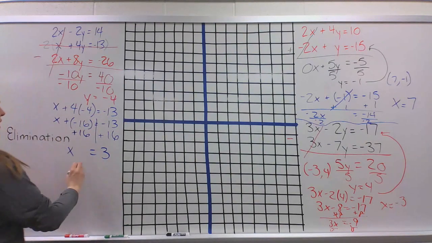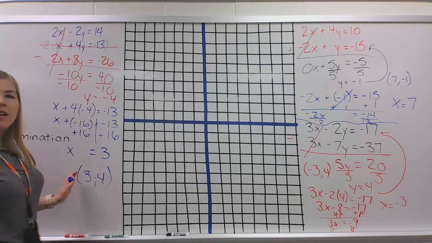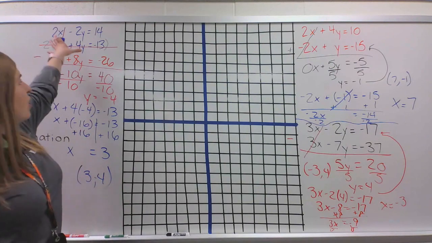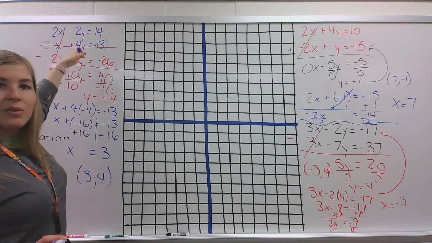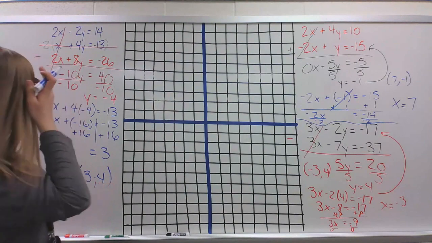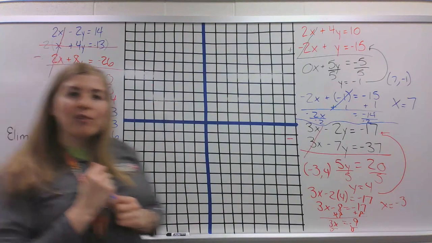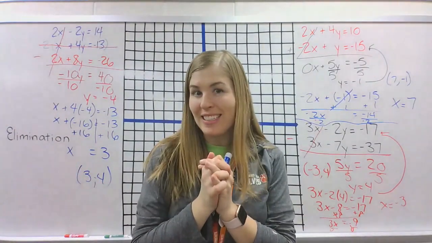So now I have my ordered pair, 3 comma negative 4, that solves this system of equations. This is the ordered pair that can be plugged into both x and y in both equations to be the solution. So let me know if you guys have any further questions, but this is solving systems of equations by elimination.